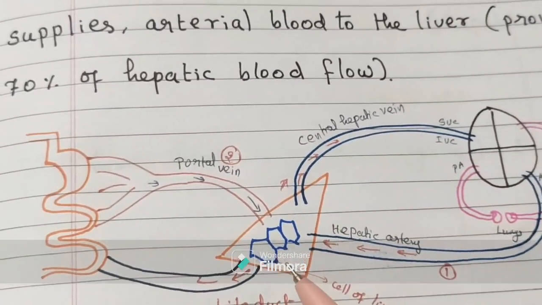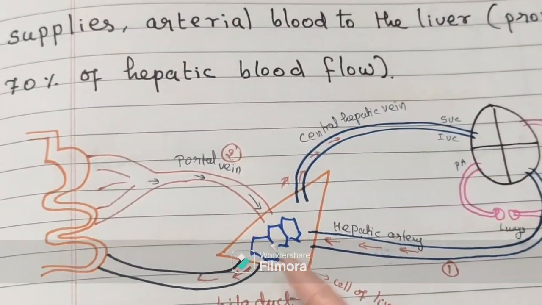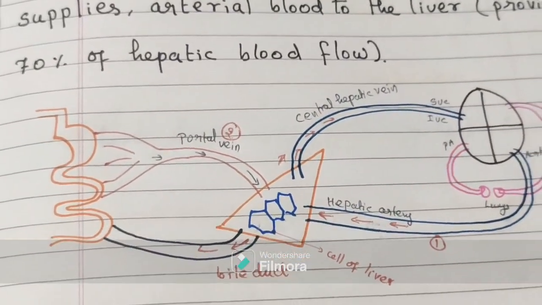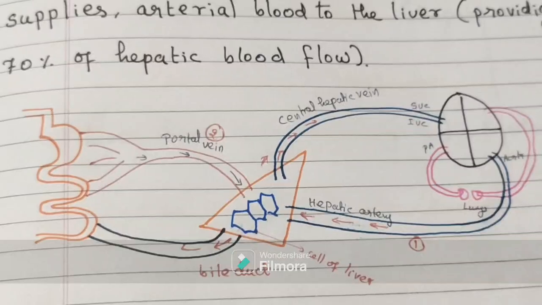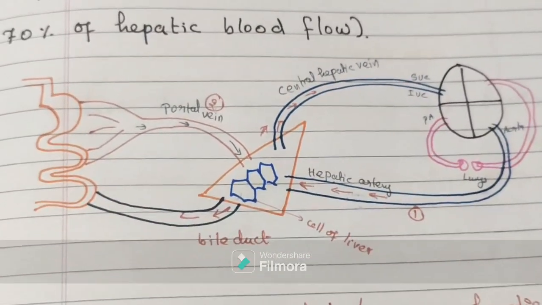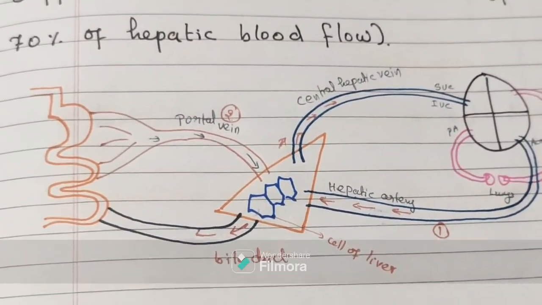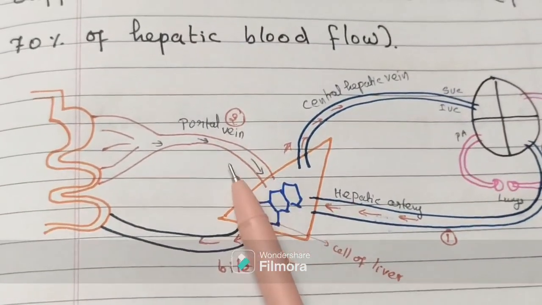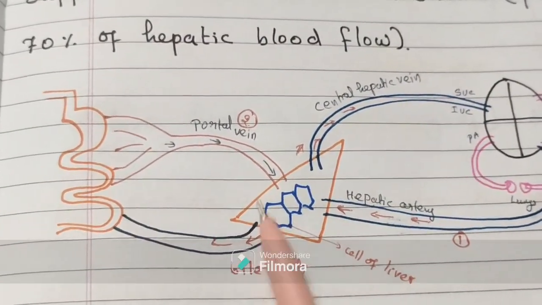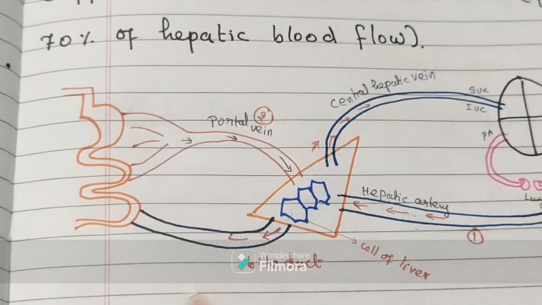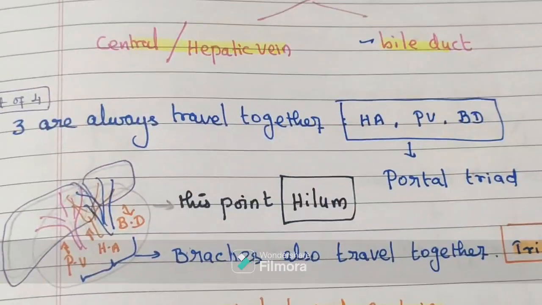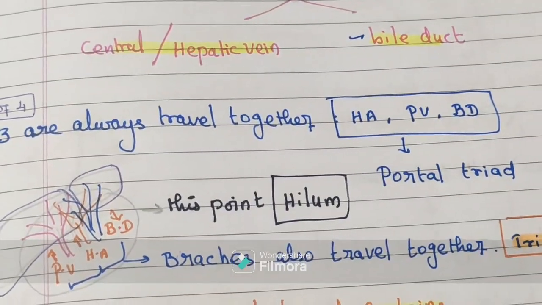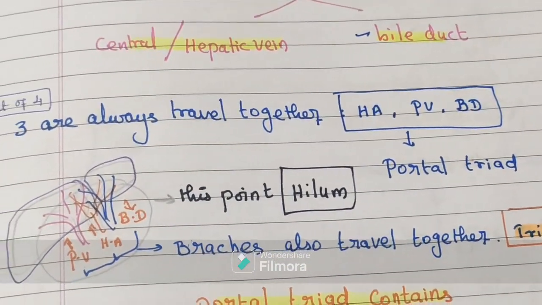Then the bile duct, this bile duct. Both are leaving, both are coming. So out of 4, 3 always travel together. What are the 3 things? The hepatic artery, portal vein and bile duct. These 3 things always travel together. So it has the name portal triad.